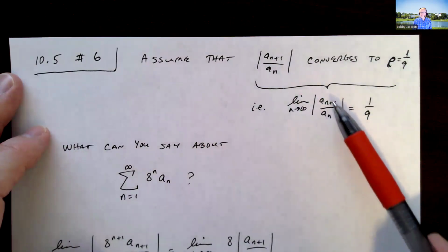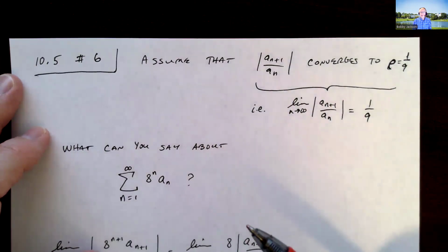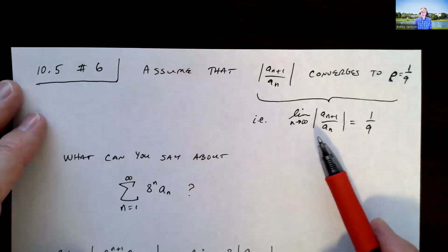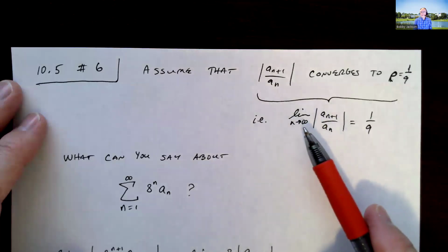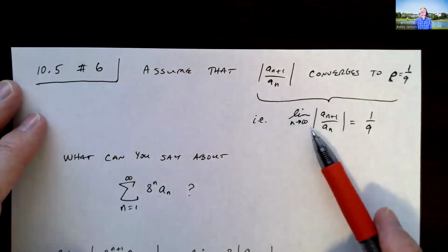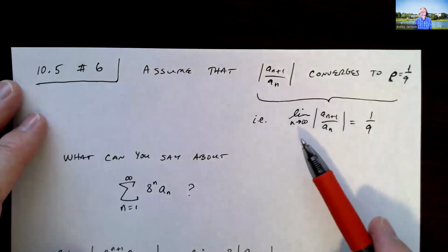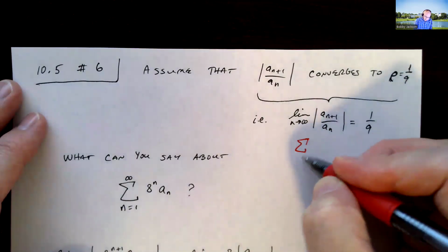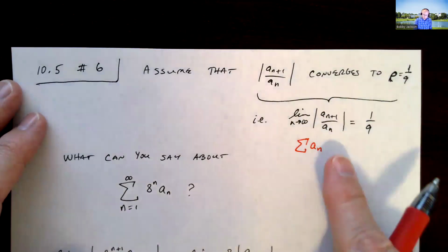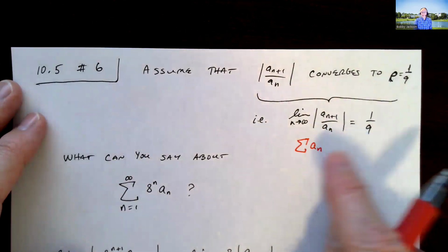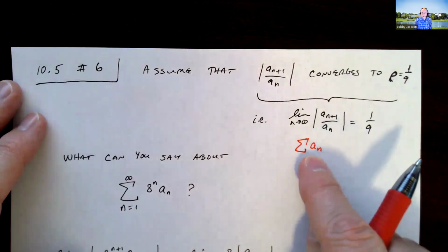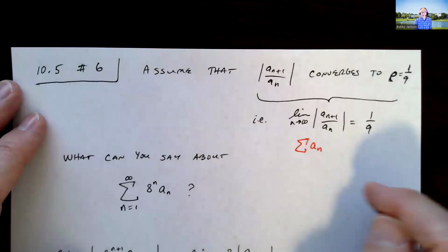And this is the limit that you remember from the ratio test, right? And we've been using the ratio test in this section. Again, if this limit is less than 1, then the a sub n series, so if I was looking at the series n equal 1 to infinity of a sub n, would be convergent. If this limit is greater than 1, then this series would be divergent. If it's equal to 1, then it's inconclusive.